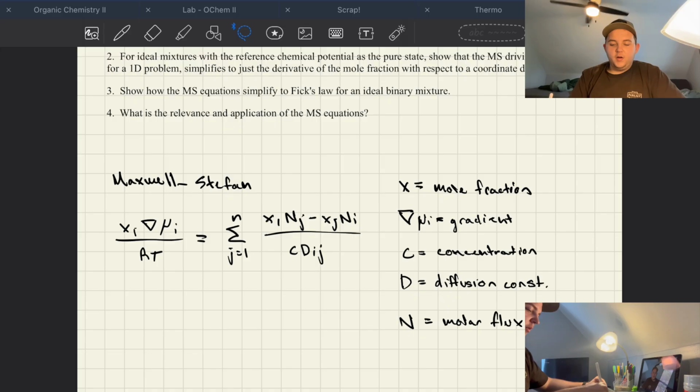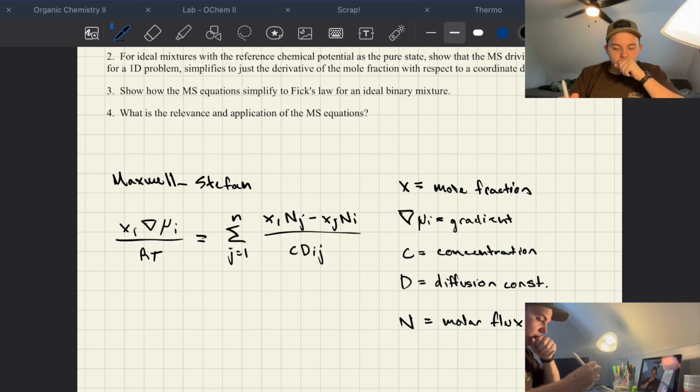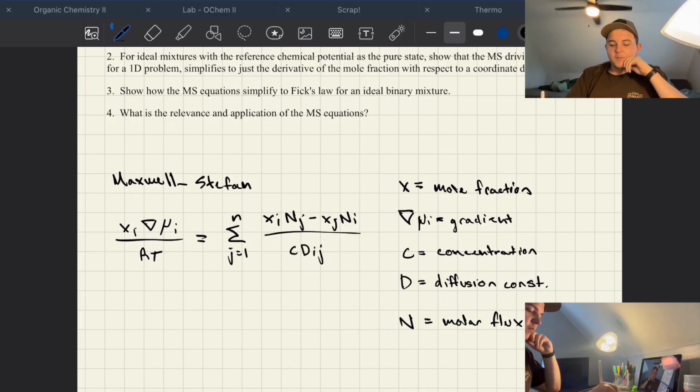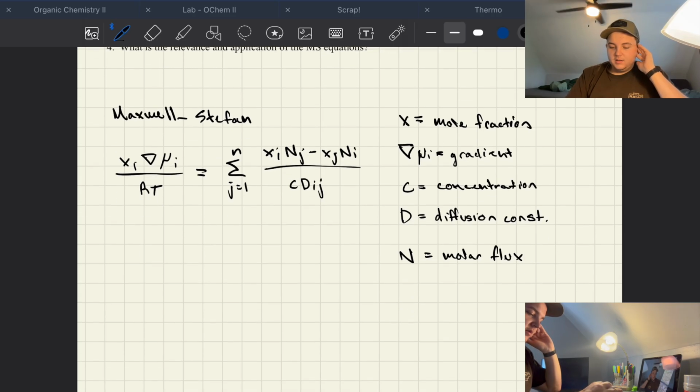Here we have our mole fraction i times the gradient of the chemical potential over RT, which is a constant, and our temperature, is equal to the summation from j equals 1 to n of mole fraction of i times our molar flux of j, subtracted by our mole fraction of j times our molar flux of i, all over our concentration times our diffusion constant.